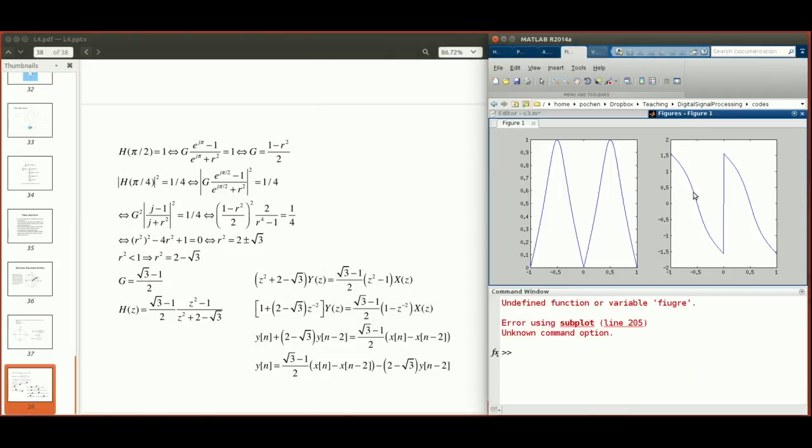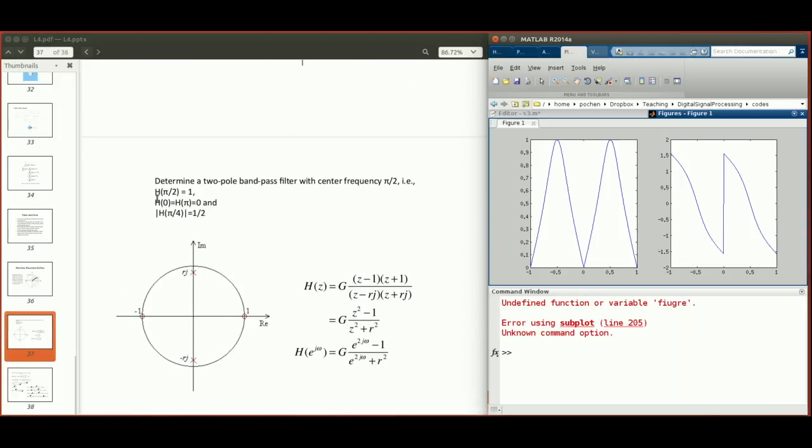So that's the amplitude response, and that's the phase response for this particular two-pole bandpass filter. Does it satisfy all our requirements? Big H at pi over 2, normalized frequency 0.5, must have an amplitude of 1. That's 1. And then 0 and pi must have an amplitude of 0, and they do. And the amplitude at pi over 4 must be equal to 1/2. Pi over 4 is around here, and that's 0.5. So it is indeed the bandpass filter that satisfies all those conditions.